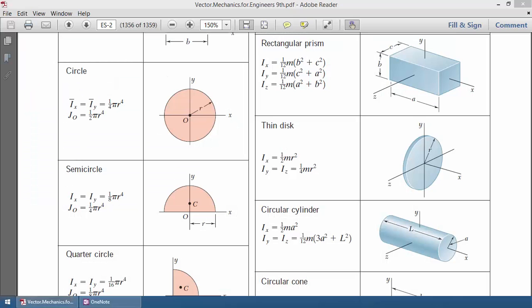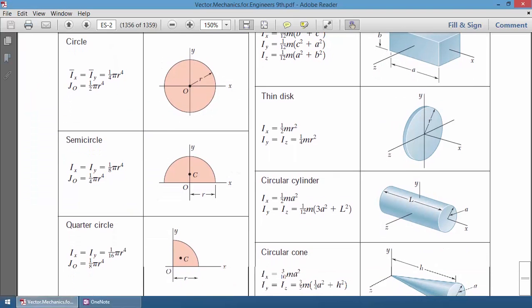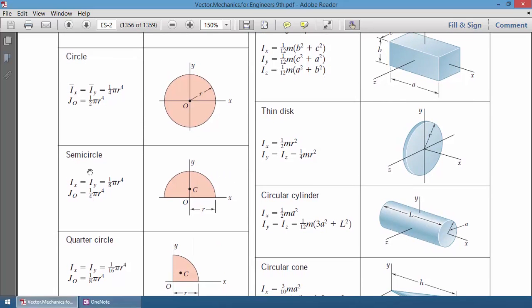Okay, so here we are in the back of the book, and we have this table for a semicircle right here. So we have Ix, and it's 1/8 pi r to the 4th. But notice, that's with respect to this axis, to the x-axis as shown here. But when you're using the parallel axis theorem, you must never do this, because with the parallel axis theorem, it's only with respect to the axis that passes through the centroid.